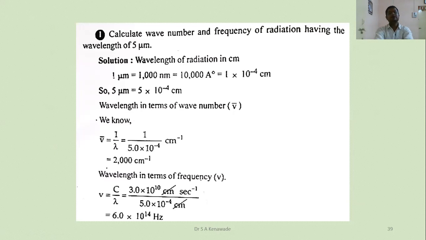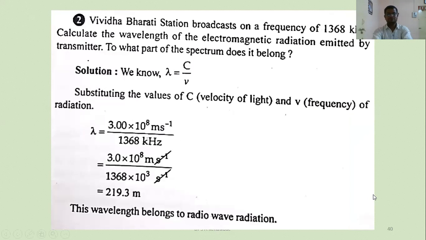And frequency is given by mu is equal to c upon lambda, where c is the velocity of light. In terms of centimeter, we get 3 into 10 to the 10 divided by 5 into 10 to the minus 4 centimeter. Solving this, we get 6 into 10 to the 14 hertz. Frequency in terms of unit is hertz. This is the first problem.